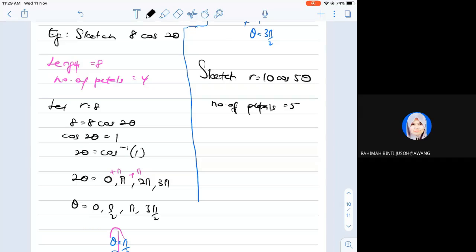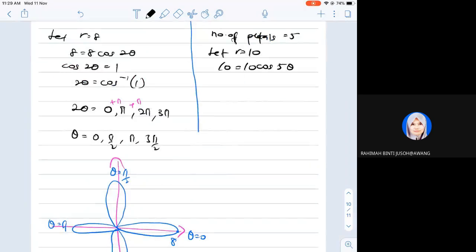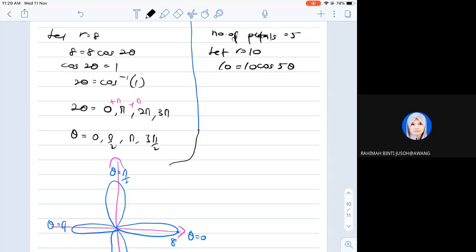So again, let R equal 10. So 10 equals 10 cos 5 theta. So we will have cos 5 theta equals 1.